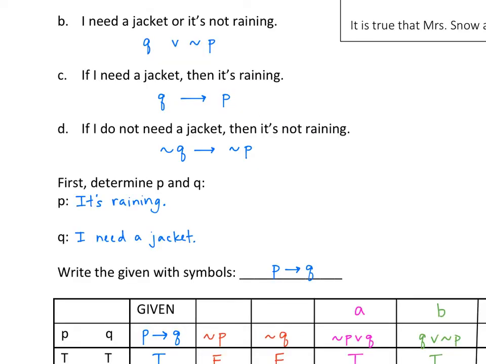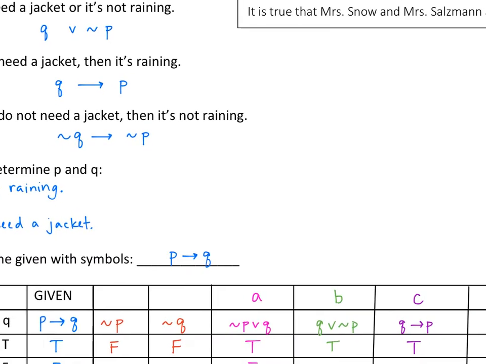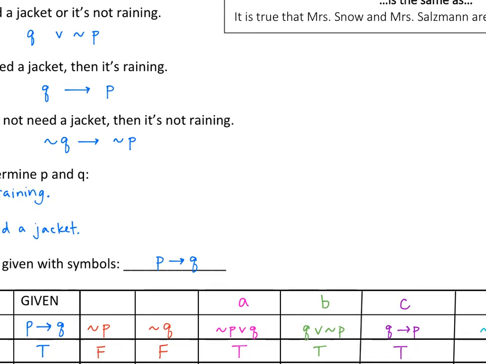Now we're getting ready to construct our truth table to see which of the statements are equivalent. As we already determined, P is it's raining, Q is I need a jacket. That means our given in symbols is P implies Q. What I want you to do right now is begin constructing a truth table. I'm going to give you a leeway here of what your columns should be.